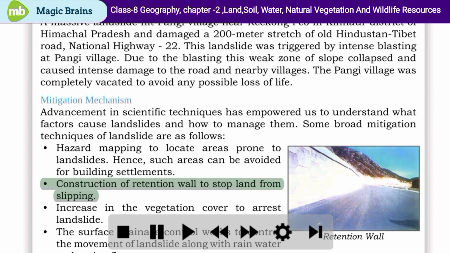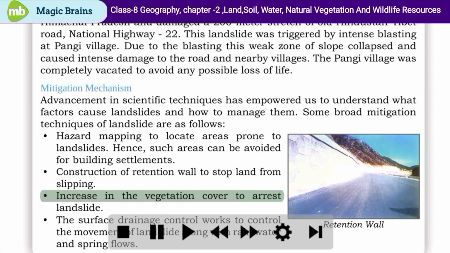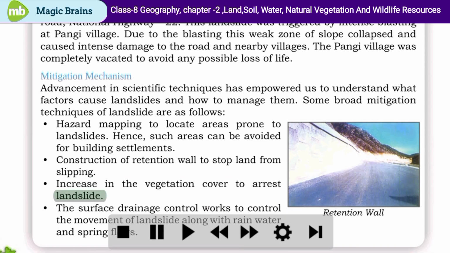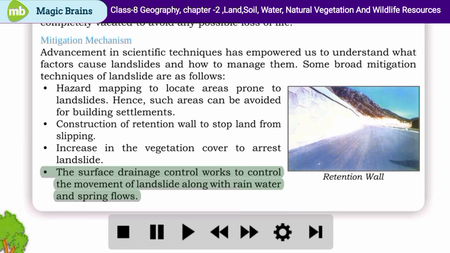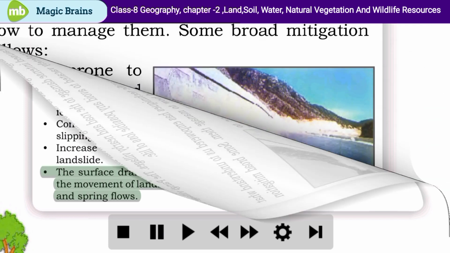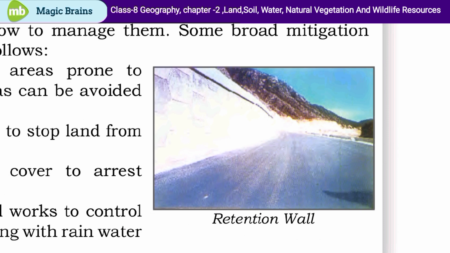Second, construction of retention walls to stop land from slipping. Third, increase the vegetation cover to arrest landslides. Fourth, surface drainage control works to control the movement of landslides along with rainwater and spring flows. At the bottom right side, there is an image given which shows a retention wall.